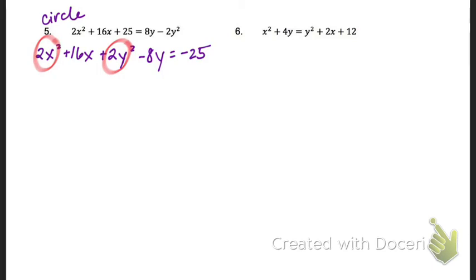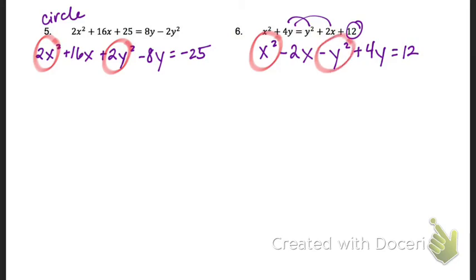I'm going to go ahead and we're going to move to number 6 because I'm going to have you guys complete the square. I just want to go over identifying it. We've got x squared minus 2x minus y squared plus 4y equals 12. So I just wanted to keep this, and I moved these two over. What do you notice about the signs here? They're different, so that means it's a hyperbola. Okay, so I want you to complete the square for both of these, and then we will be done.